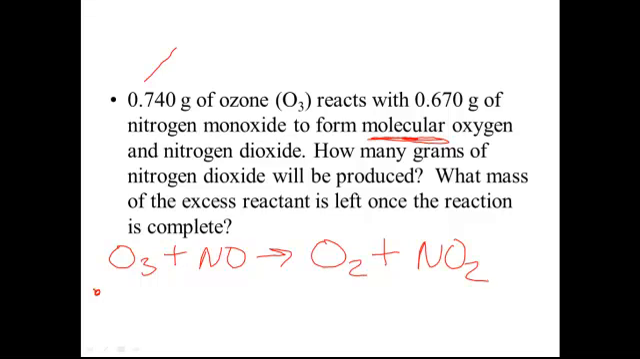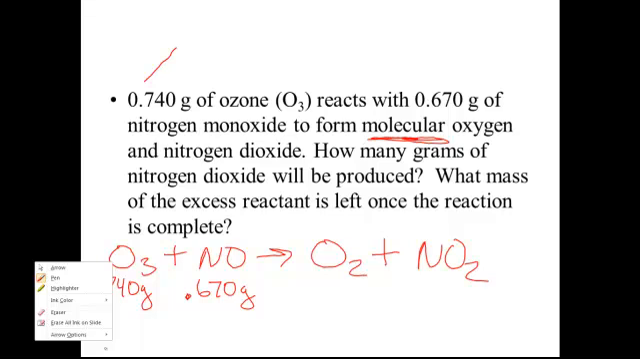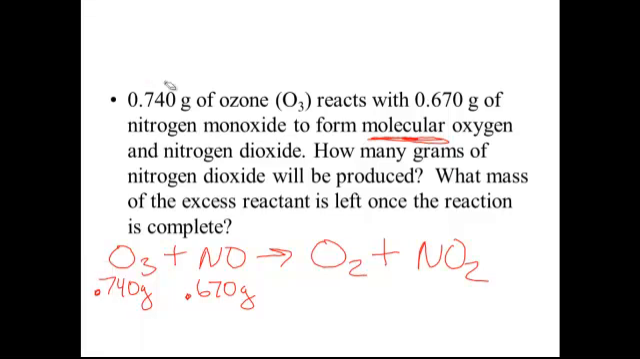And this is what I do a lot of times, I put the masses underneath each of them just to keep me straight. Now what we're going to do is convert from grams of one reactant to grams of the other. So let's take our 0.740 grams of O3. O3 has a mass of 16 times 3, which is 48 grams in 1 mole of O3.